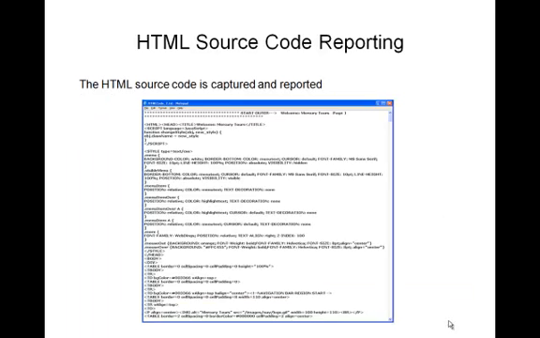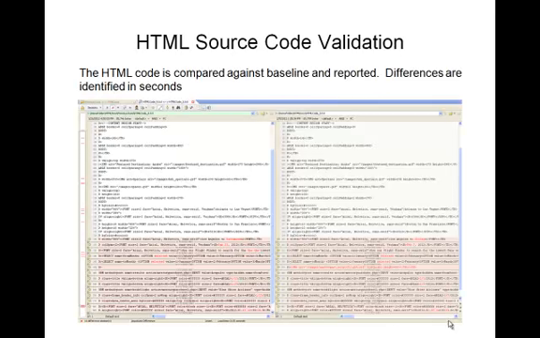The fifth method of validation is the HTML source code reporting. The HTML source code is captured and reported. The HTML code is compared against baseline and reported. Differences, again, are identified in seconds. This is similar to the previous method of capturing the web objects. Once it's captured, comparing and finding the difference is quick and easy.